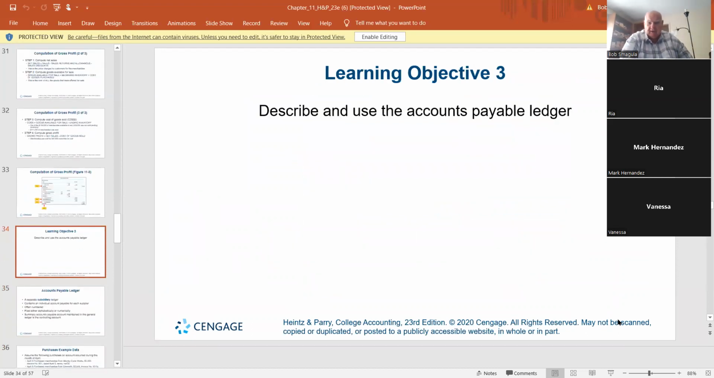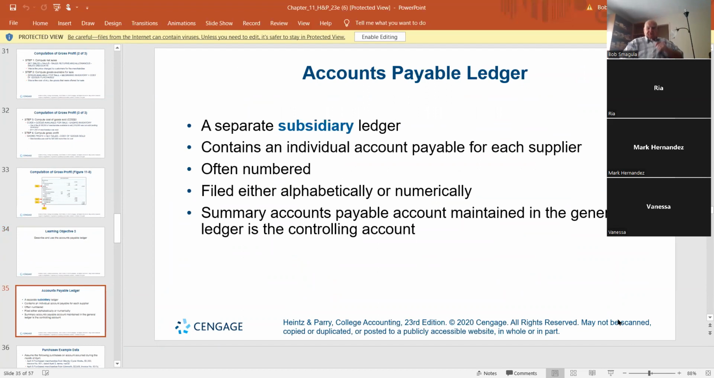The accounts payable ledger. Well, this you should be able to knock out of the park because you're pretty good with posting to the ledger, I think now. Accounts payable ledger, subsidiary. Remember we had the accounts receivable ledger, which was the subsidiary for the control account accounts receivable. Here we've got the reciprocal. We've got an accounts payable ledger.